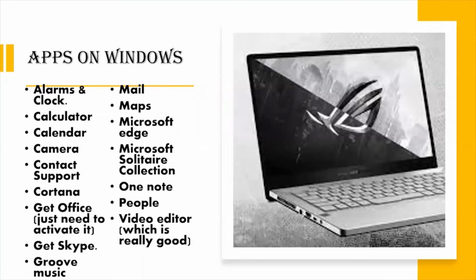Apps on Windows. There are a lot of pre-installed apps on Windows, such as alarms and clock, the pre-installed calculator, calendar, camera, contact support, Cortana, Office. You just need to buy the Office. They give you one small code and you activate it. Skype, as you all know. Before that, Office is much more premium, and that's why you need to pay.